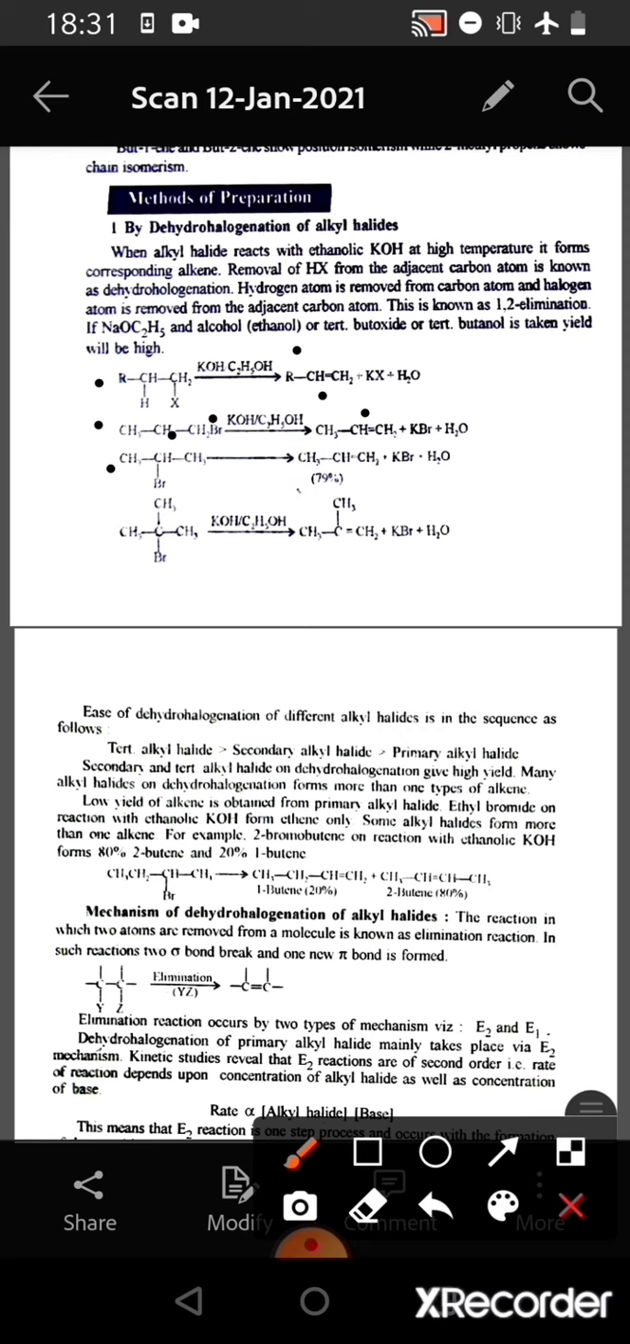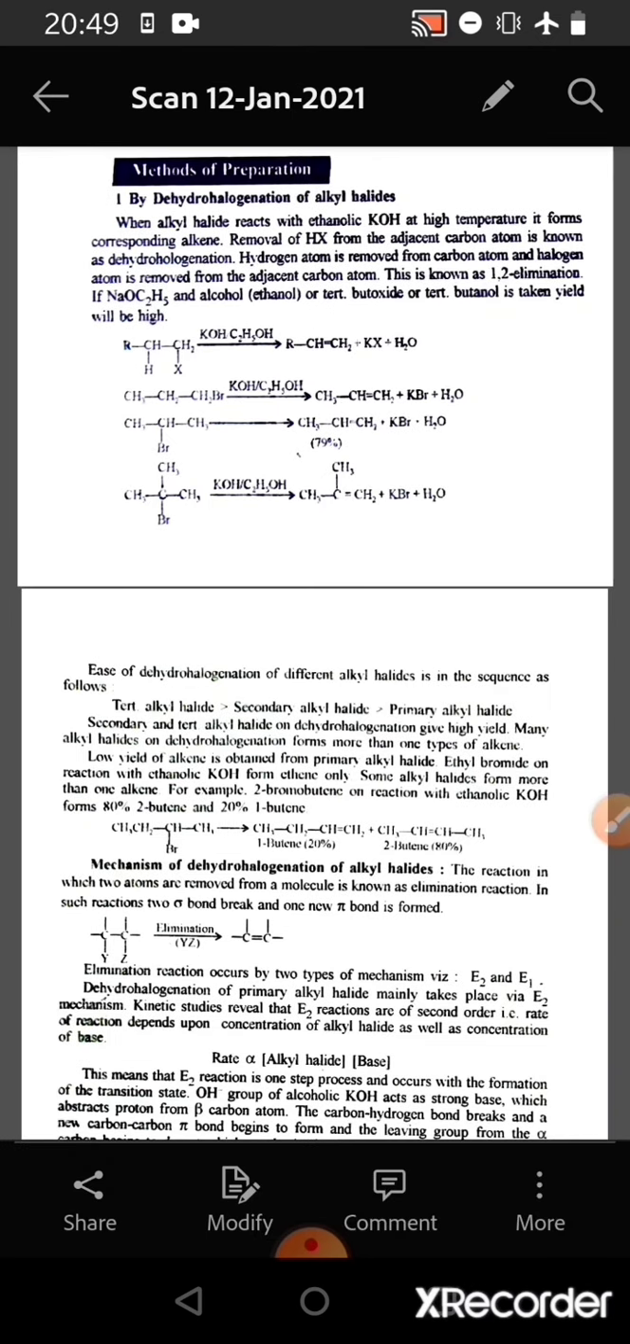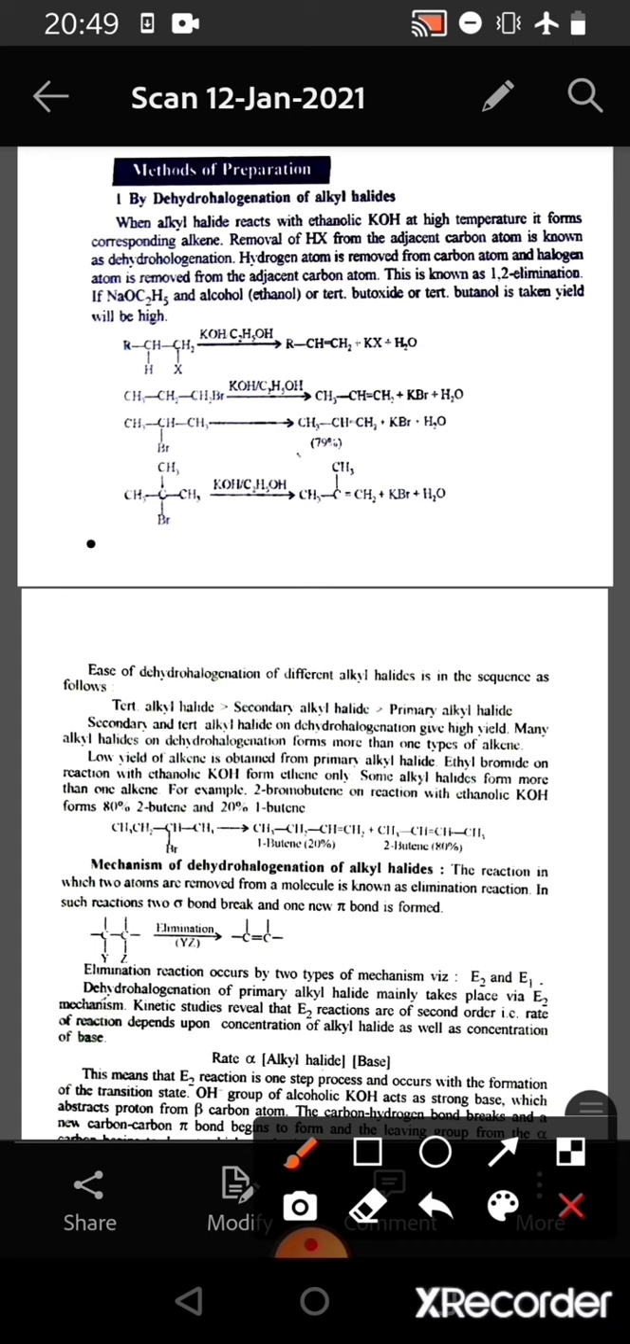If we consider this example, CH3CHBrCH3, in which the Br is at the secondary carbon atom, the Br is removed from this secondary carbon atom and a terminal hydrogen atom is removed and the resultant is propene, that is CH3CH=CH2. Now if we consider tert-butyl bromide, then we see that this bromine gets eliminated from the tertiary carbon atom and one hydrogen atom is eliminated from the adjacent carbon atom, and this dehydrohalogenation yields isobutene.